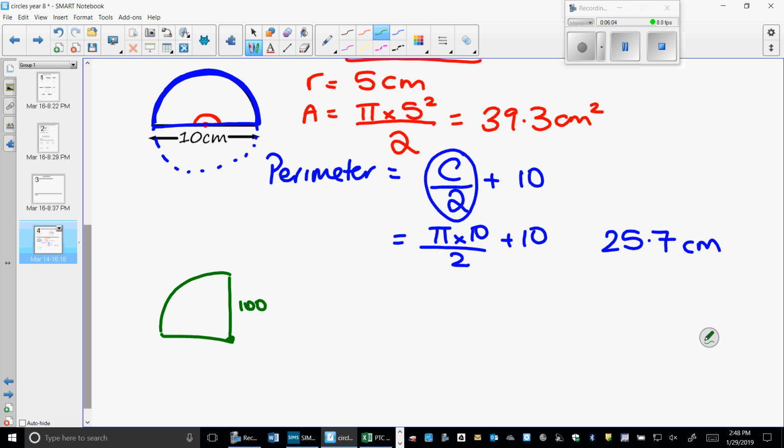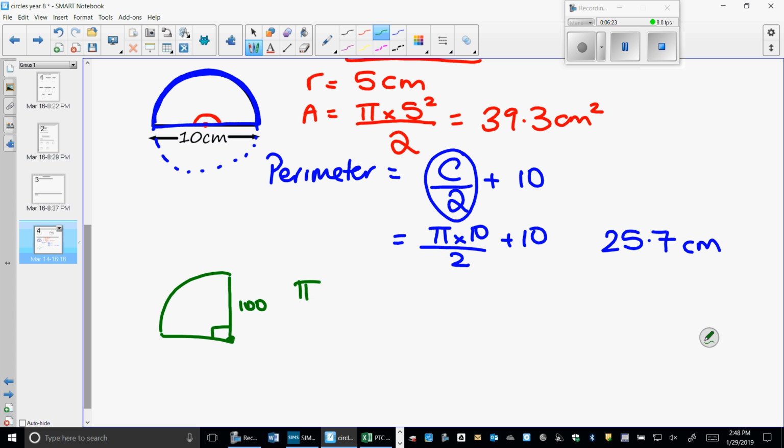Now, this I know is a quarter circle. Yes, you're going to see there's a quarter circle. I would probably have seen that it had one of those markings, so that would show me it's a quarter circle. So if I was trying to find the area of this, area is slightly easier. Area would be for this one.